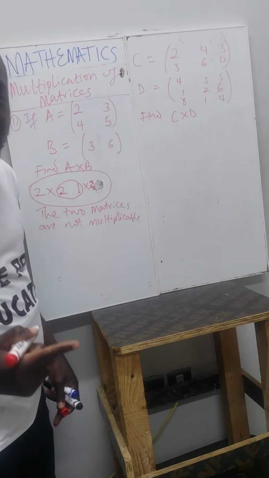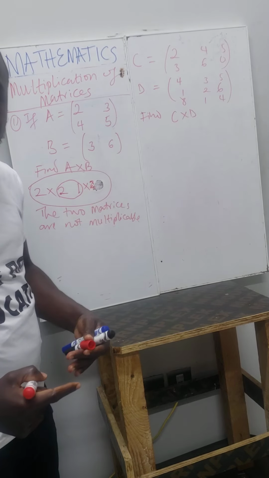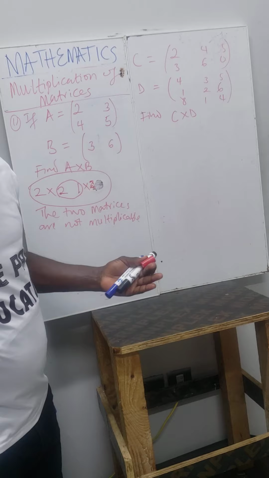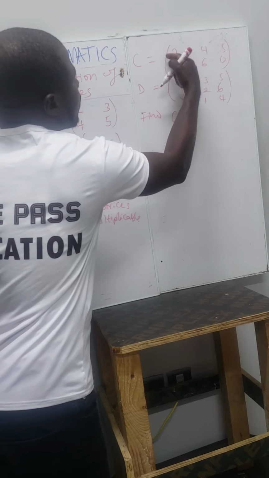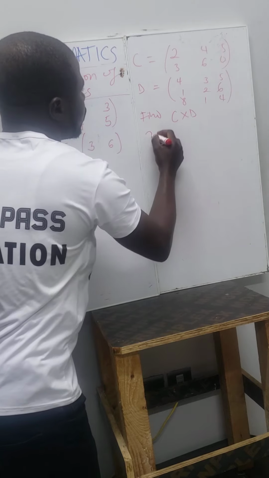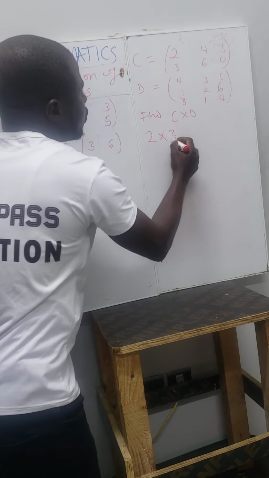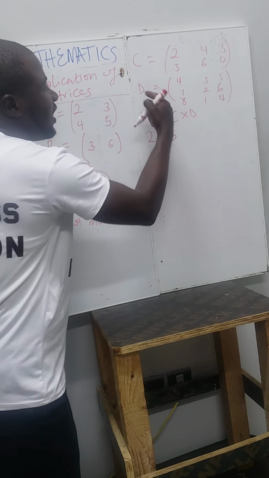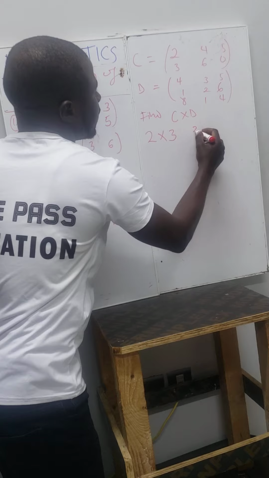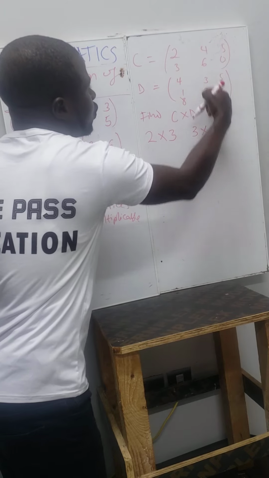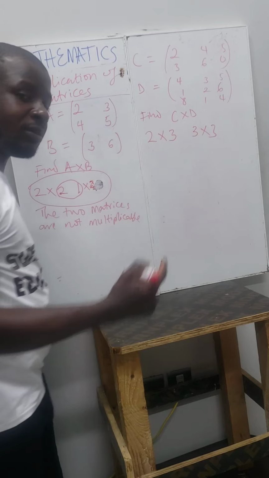We first of all carry out the test, if they are multiplicable or not, before we start even solving at all. What is the dimension of the first one? 2 by 3. And what is the dimension of the second one? 3 by 3. The first one is 2 by 3. The second one is 3 by 3.